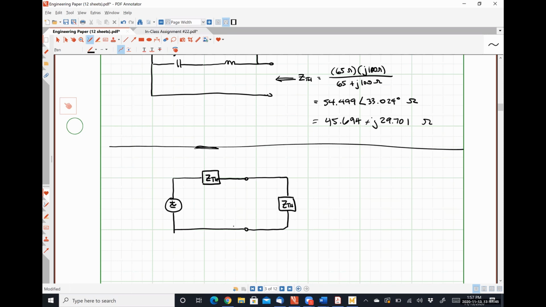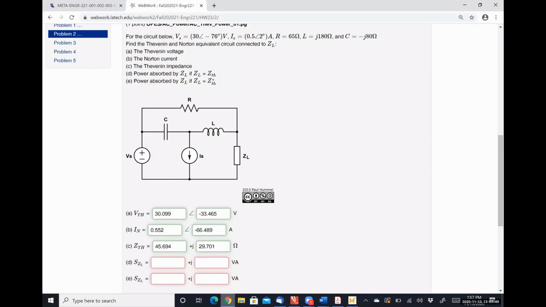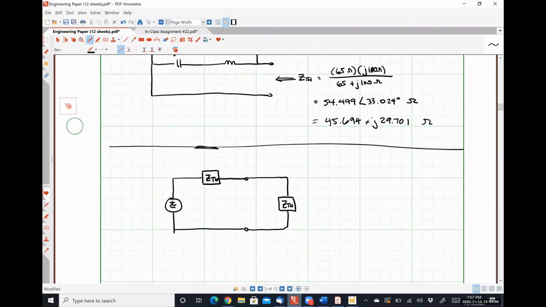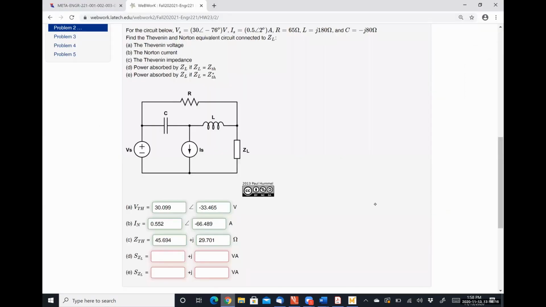Let me pop back over to WebWork real quick. All right, so ZTH is 45.694 plus j29.701 ohms, that was written literally right there. That same thing is going to go here, 45.694 plus j29.701 ohms. What is the RMS value of our voltage going to be?